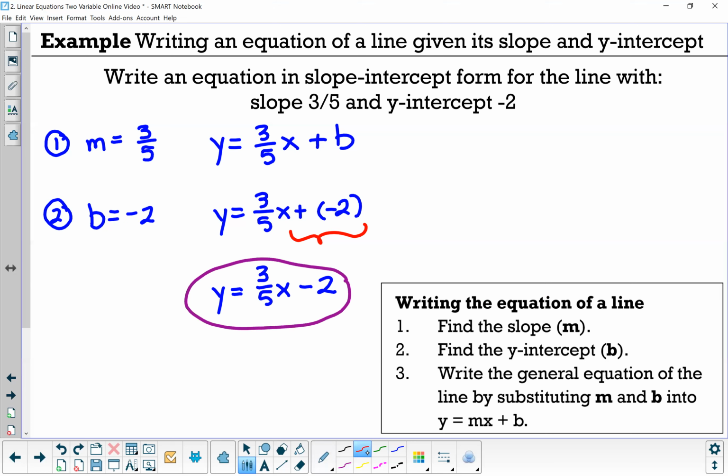All right, and you will want to do that for Alex because Alex is not going to allow you to put in the plus negative. So you do want to simplify that to be y equals 3/5 x - 2. All right, so now here we go.